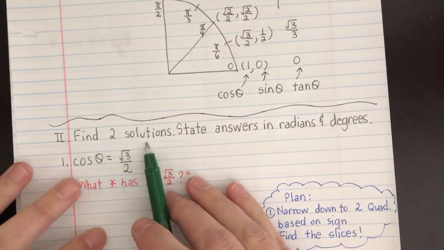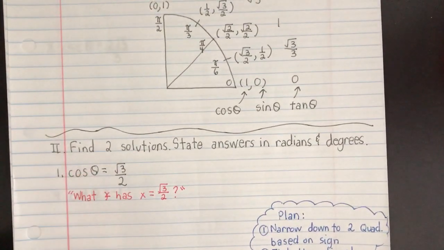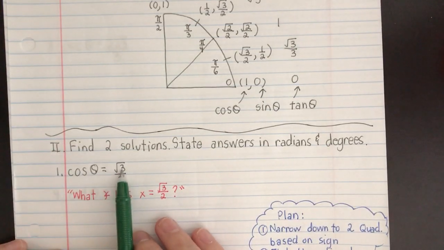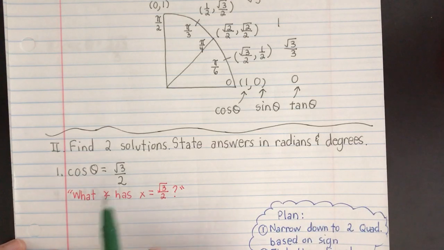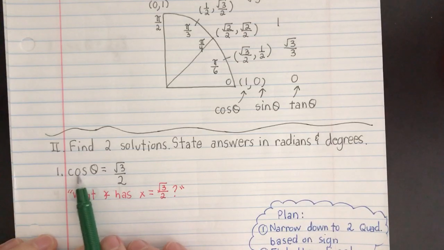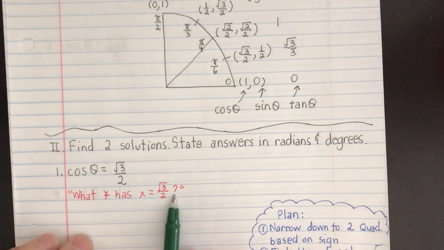Okay, so for part 2, find 2 solutions, and state the answers in radians and degrees. So number 1, cosine of theta equals square root of 3 over 2. So this is asking what angle, what theta, has an x value, cosine, of square root of 3 over 2.